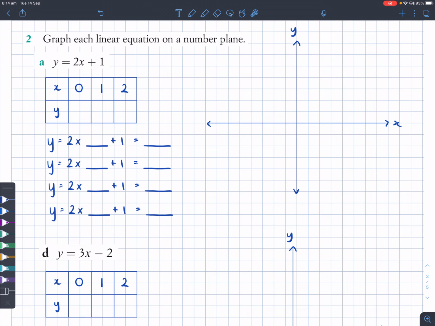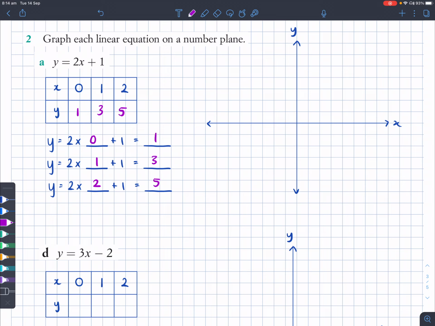Now, y equals 2x plus 1. Let's just substitute in x is 0. So 2 times 0 plus 1 is 1. 2 times 1 plus 1, which is 2 plus 1, is 3. 2 times 2 plus 1 is going to be 5.